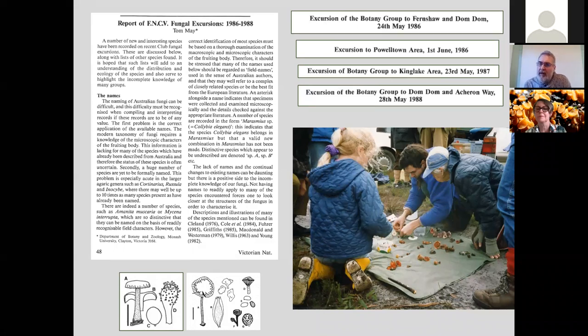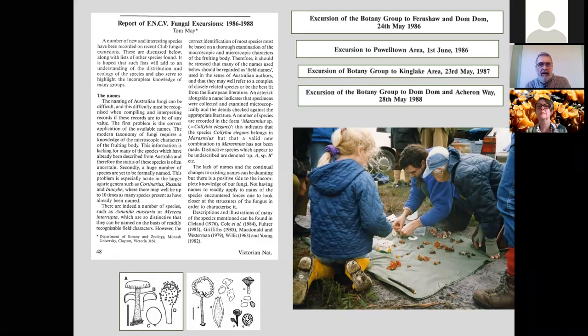I was studying a PhD in fungi at Monash University, and I got involved with the Field Naturalists Club, picking up on a tradition that goes right back to the start of the club in the 1880s. There were annual fungal forays, and I was invited to lead some of them.